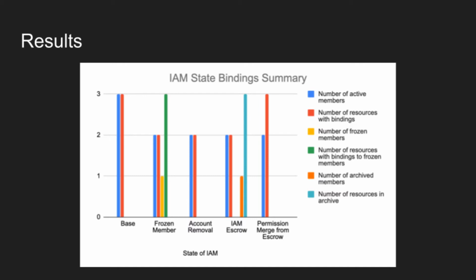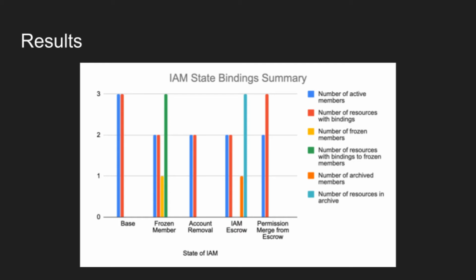So this table just shows a quick summary of all the different IAM states that we were in when we walked through the use case example. So we see a couple here. We see the base state, which is where we started, the frozen member, when we removed the account, when we introduced IAM escrow, and also when permissions were merged from IAM escrow.